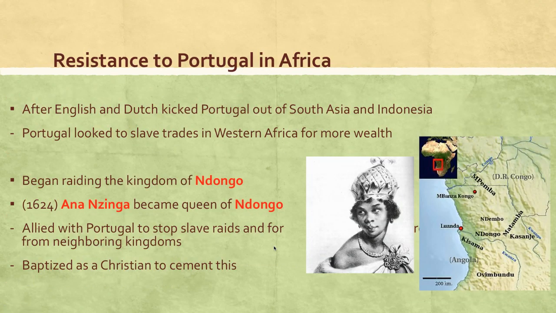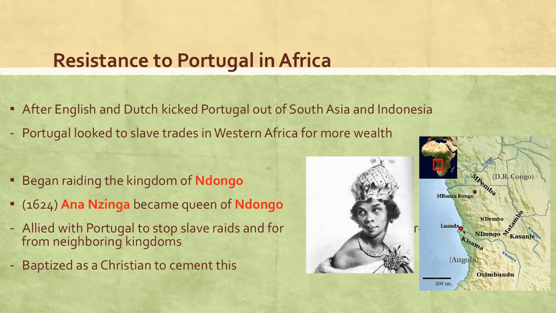Almost done, guys. We're getting to resistance in Africa. And so this is where we revisit Anna Nzinga, who is a famous figure in African history. She has a kingdom of Ndongo, and Ndongo is in Western Africa. And the Portuguese are looking for ways to gain more wealth. The Portuguese have been kicked out of the Indian Ocean, and so now they're raiding Western Africa looking for slaves to participate in the slave trade. And they start raiding the kingdom of Ndongo, who our queen Anna Nzinga presides over.